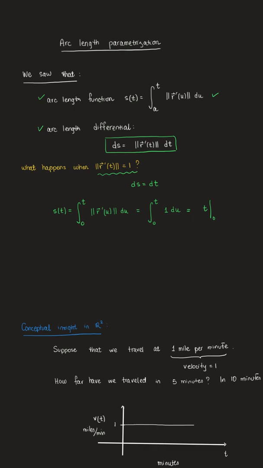We're integrating from 0 to t. Sorry, u, integrating from 0 to t. And that just gives us t. So that means that s equals t. When the magnitude is 1, we have parametrized by arc length. So our function r of t is parametrized by its arc length.